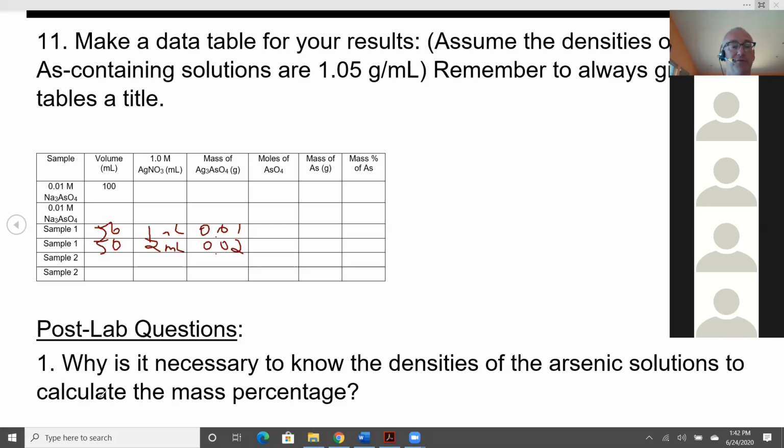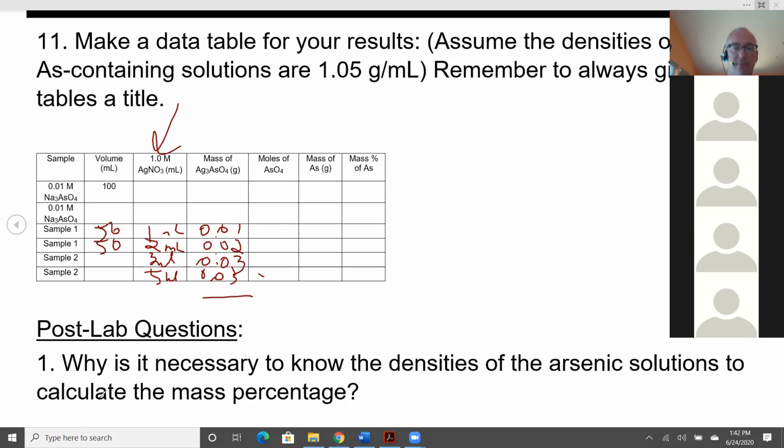So if you do 5 additions of 1 molar silver nitrate till you get to the maximum, then I want you to have that many in your data table. Just keep going until this no longer increases. So let's say 3, and then 5, and then, okay, that's the most I'm getting.